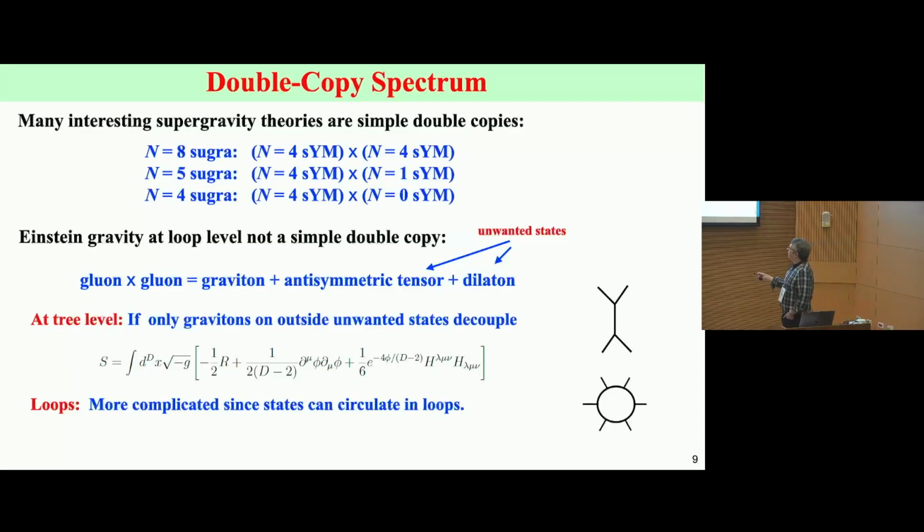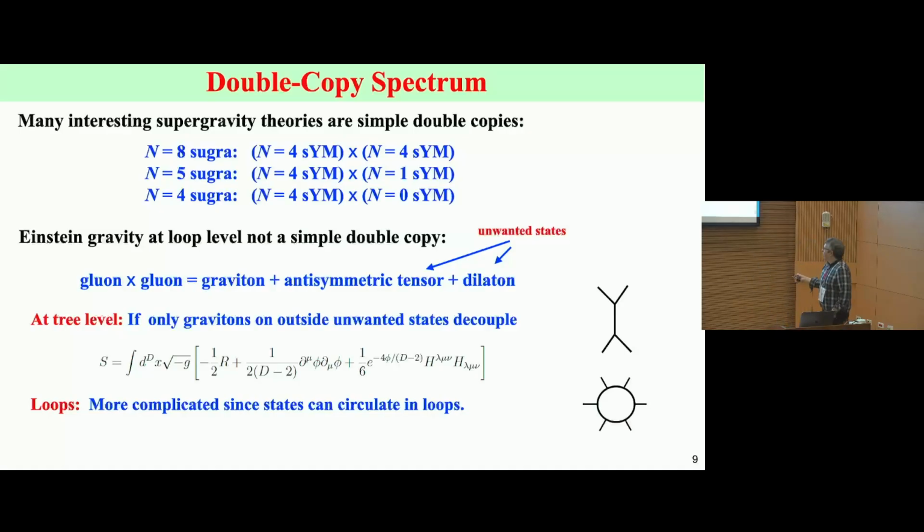Okay, but you may notice a problem. Let's say you're interested in Einstein gravity, which you might be if you're interested in our universe, not some supersymmetric version of it. And the problem is the double copy has extra states. Take a gluon times a gluon, you get a graviton. That's good, we like that. Antisymmetric tensor, dilaton, unwanted states, right? So we need to get rid of these things.